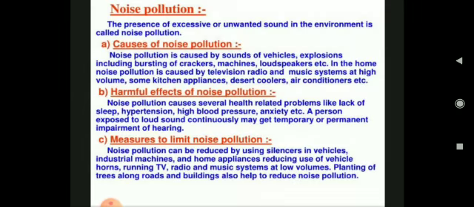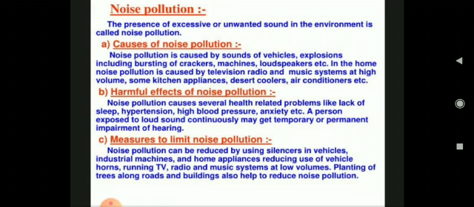Now we'll talk about noise pollution. What is noise pollution? See students, the presence of excessive and unwanted sound in the environment is called noise pollution. The world today is suffering from pollution, such as water pollution, air pollution, noise pollution, etc. Like water and air pollution, noise pollution is very dangerous to humans. This noise pollution is caused by vehicles and explosions, including bursting of crackers, machines, loudspeakers, televisions, transistors, radio at high volume, some kitchen appliances, etc. So this is how noise pollution is caused.